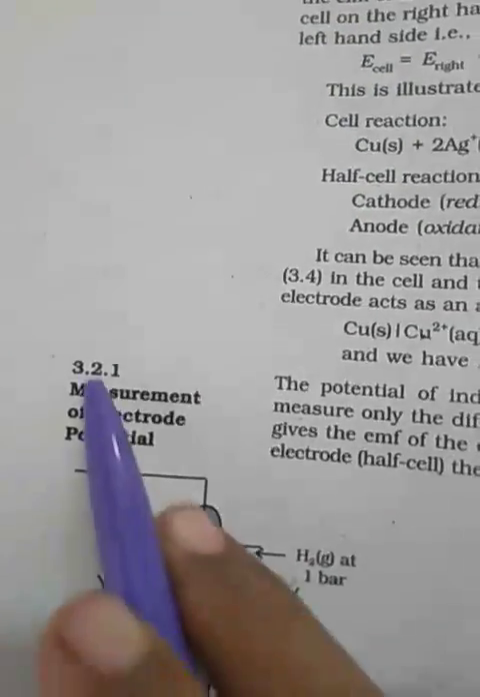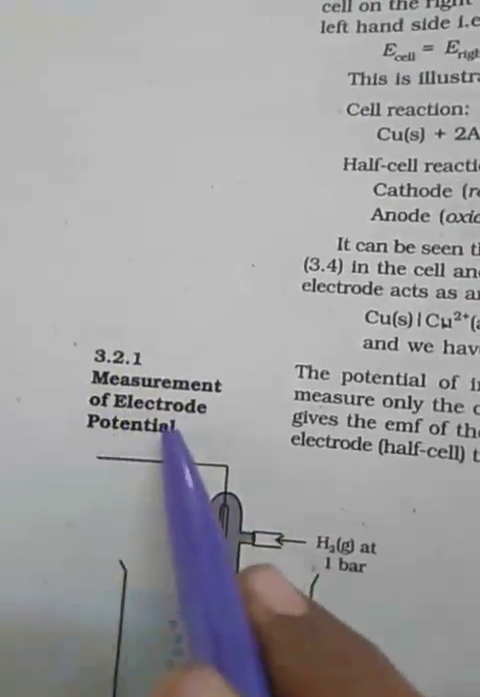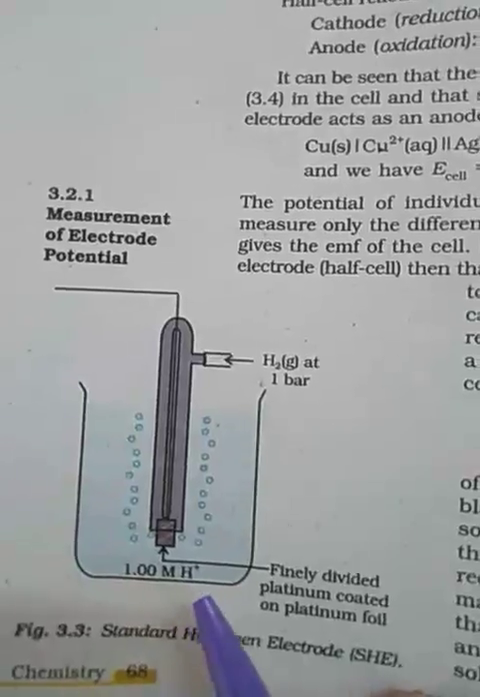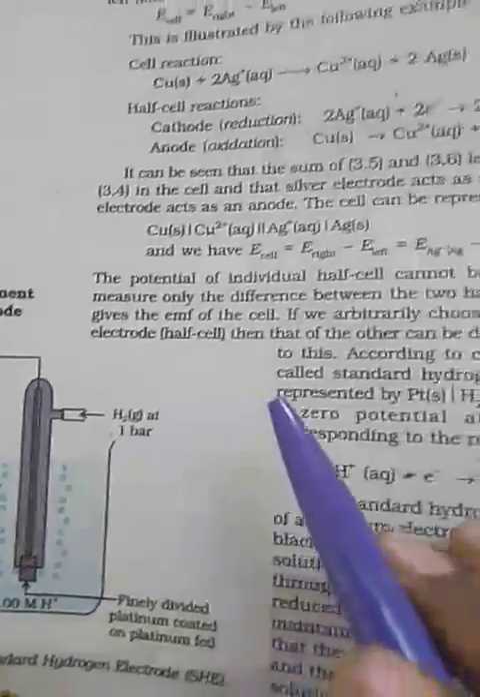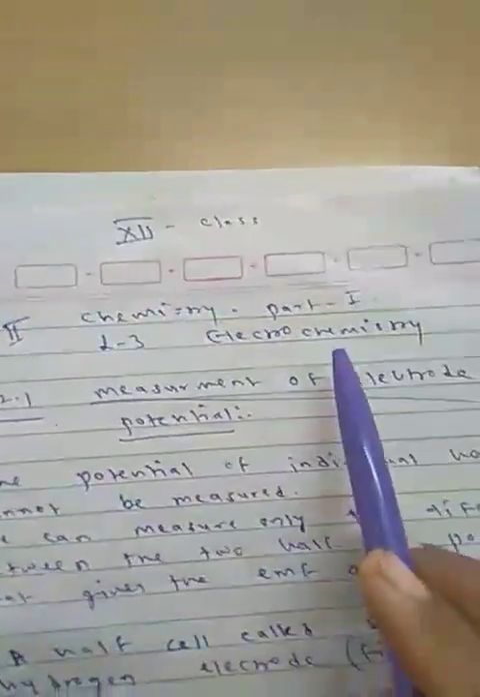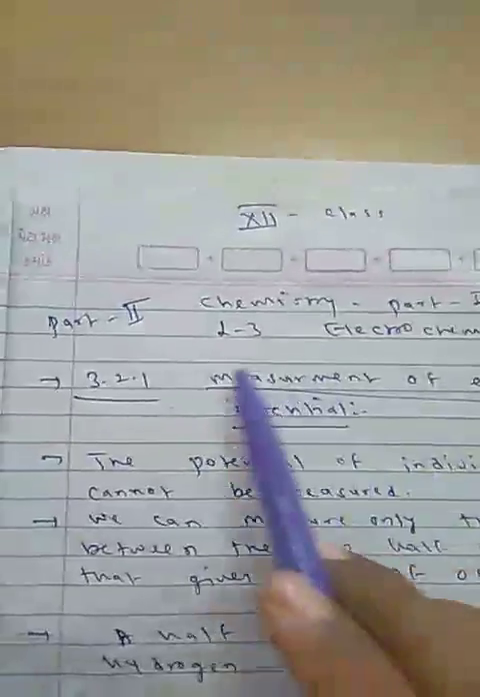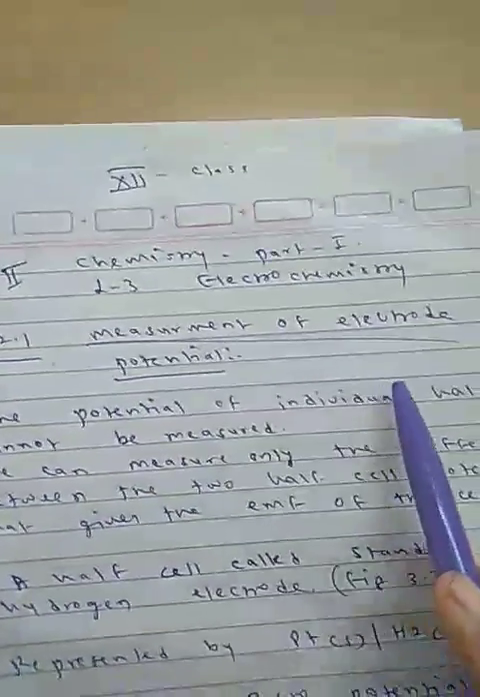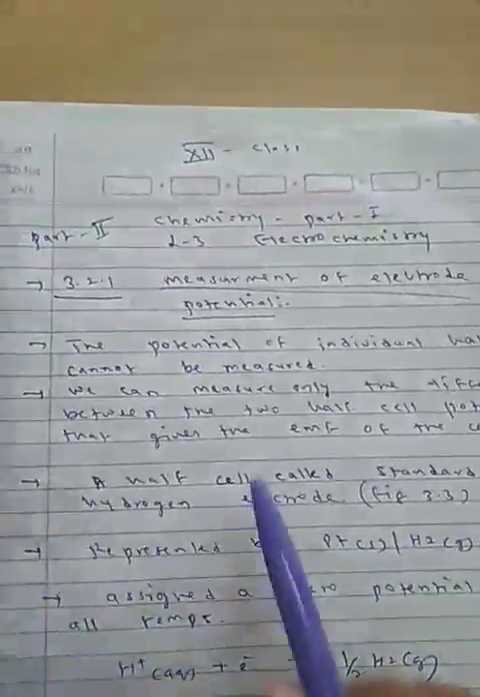Now today we are going to start our next topic, 3.21, measurement of electrode potential. I taught you how to make the cell and all. So I am starting chemistry part 1, lesson number 3, electrochemistry part 2, measurement of electrode potential.